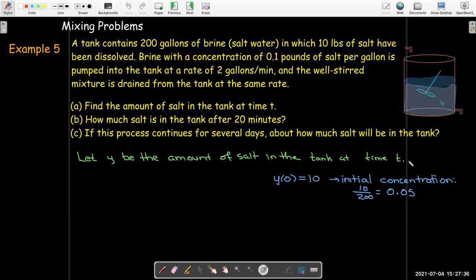So you do have to think about the context of the problem. In this context, I'm starting with a concentration of 0.05. I'm putting in brine that has a concentration of 0.1, which is greater than 0.05. So that would tell me that the amount of salt in the tank is increasing over time. Why is it increasing? Since the concentration of what I'm putting in is more than the concentration of what I started with.